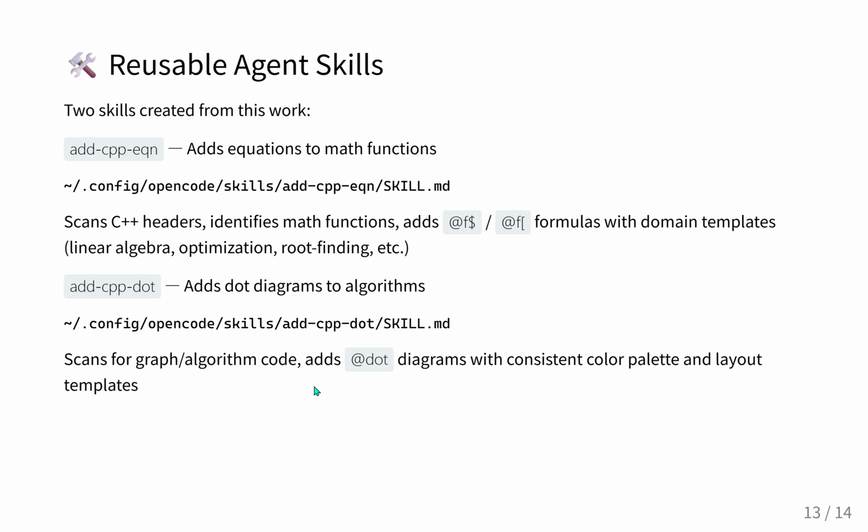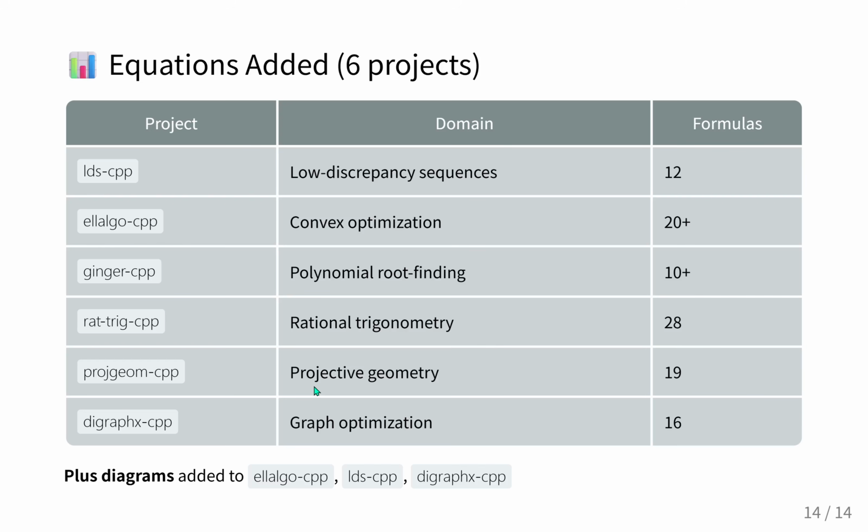The metrics of success here are wild. 28 formulas added to ratrig.cpp, which is rational trigonometry, over 20 added to algo.cpp for convex optimization, plus major additions to other complex libraries. It's a powerful proof of concept. It's like having a robot assistant who reads your dense academic manuscript and automatically draws the perfect illustrations for it.